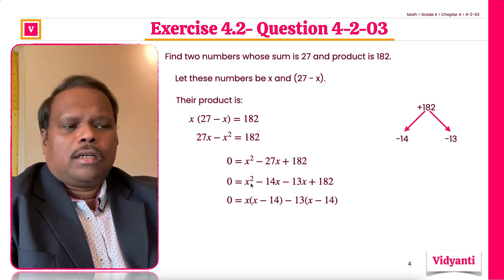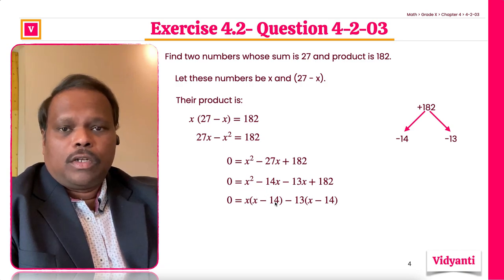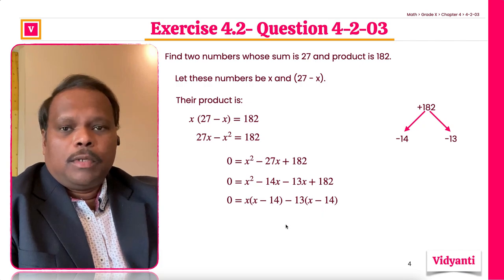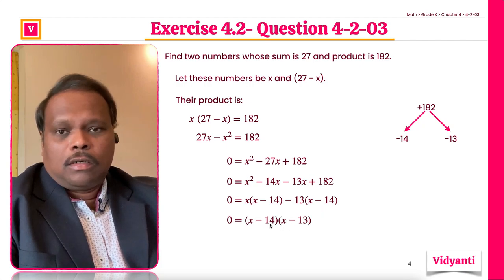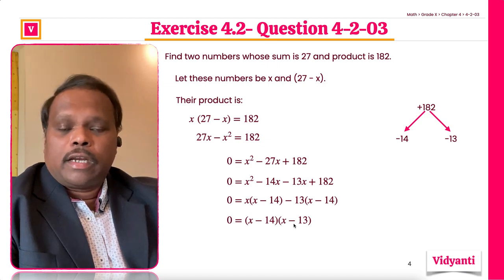And I can concentrate on the first two terms, take x common, and what remains is x from the first term. From 14x, it remains only 14. From these two terms, I will take negative 13 common and x minus 14 will remain. X minus 14 is a repeated factor. We can write that only once. And whatever is remaining, x minus 13, we can put in the second bracket.